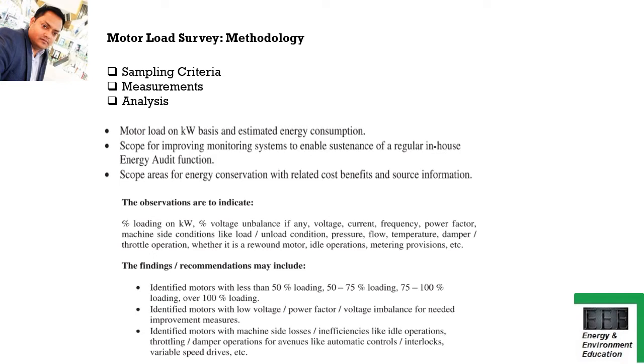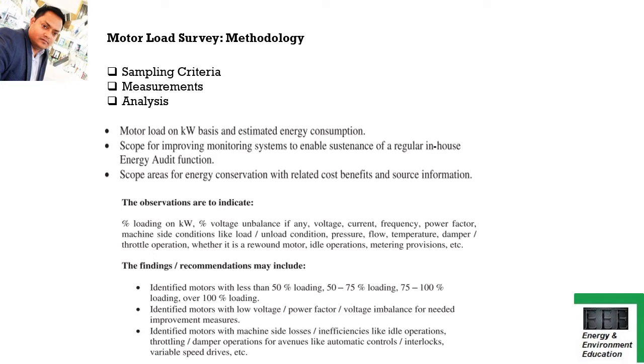So basically what you do while you do the load survey, first of all you do the sampling criteria, how many motors you need to select for the load survey. Second thing is you do the measurement, that is you do the actual measurement of the load, how much the load is there, whether the motor is overloaded or underloaded. Those things you analyze and do the analysis part. So basically this is what the motor load survey is all about in short. So motor load on kilowatt basis and estimated energy consumption, how much energy the motor is consuming, those things you measure basically while doing the audit.